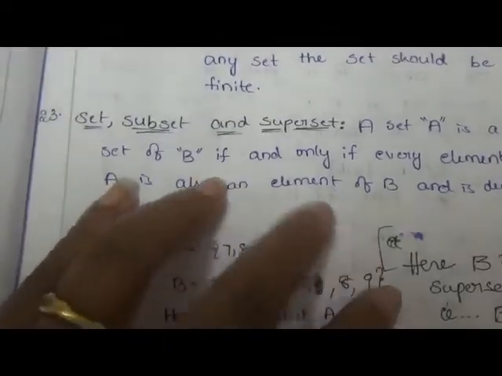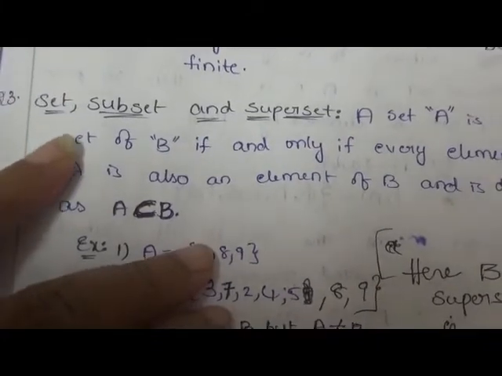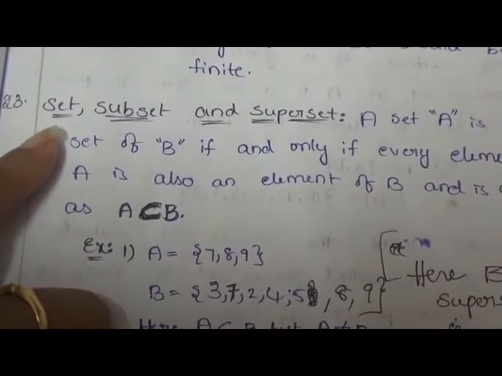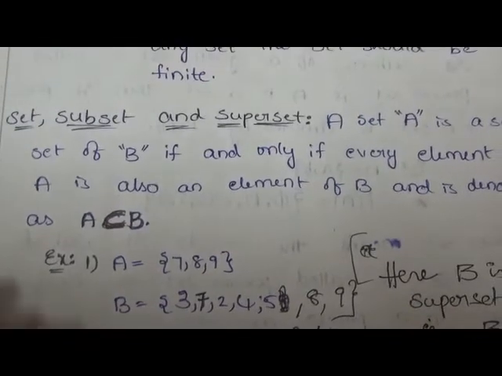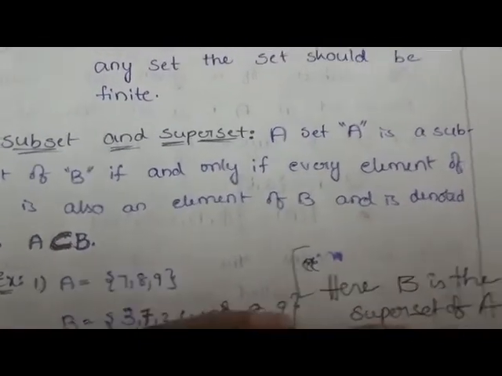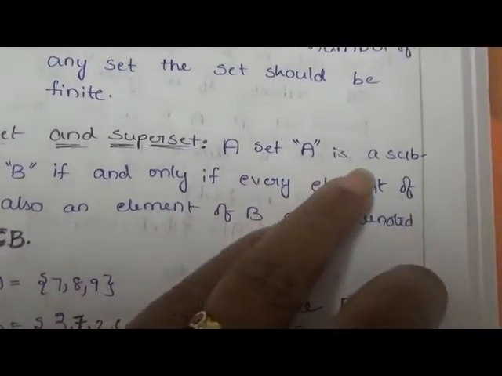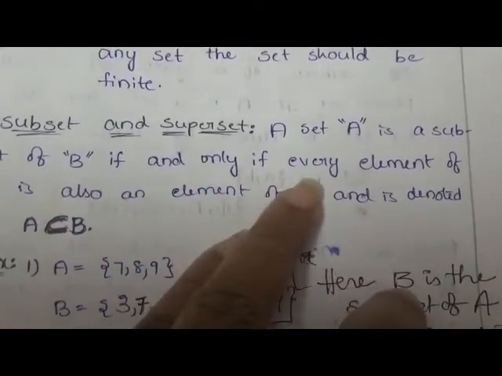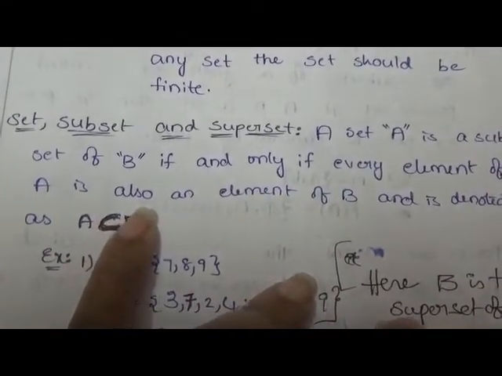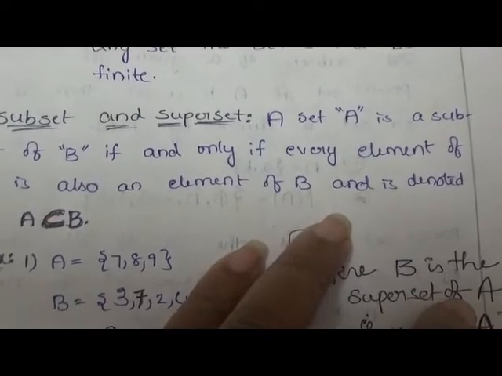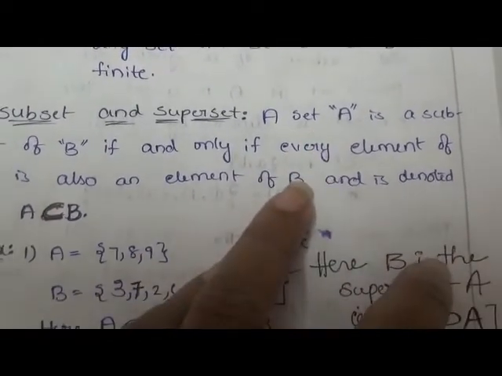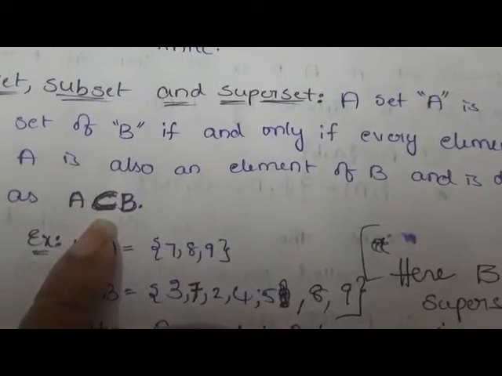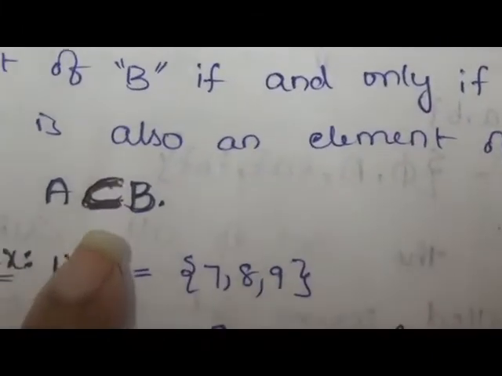Next, what do you mean by subset and superset? Already I said the definition of a set in the starting: a well-defined collection is called a set. About subset and superset, I am explaining now. A set A is a subset of set B if and only if every element of A is also an element of B. Every element in set A is also in B. That is denoted as A is a subset of B.